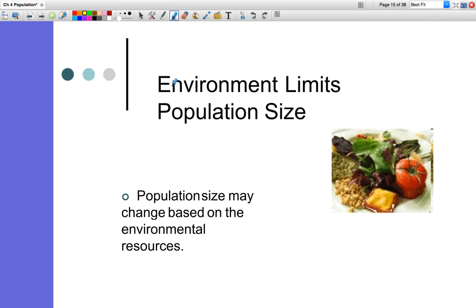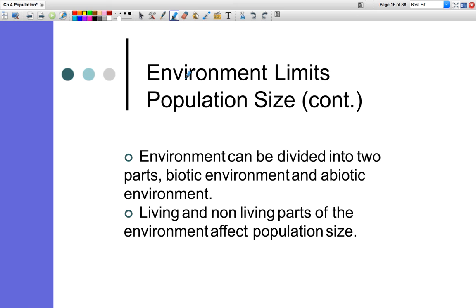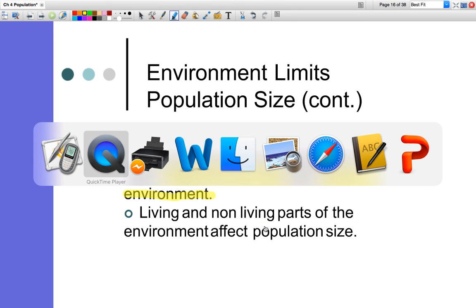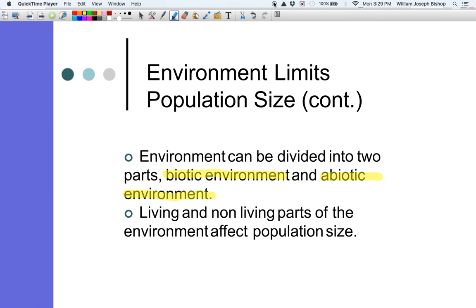Environments limit population. The environment limits the population size. So population size may change based on environmental resources. The environment can be divided into two parts: the biotic environment and the abiotic environment. So those are both terms we should be familiar with. So our biotic environment is the living parts of our environment, and the abiotic environment is the non-living parts of our environment. So living and non-living parts of the environment affect population size. And this is a good time to stop, and we will pick up with our next presentation.